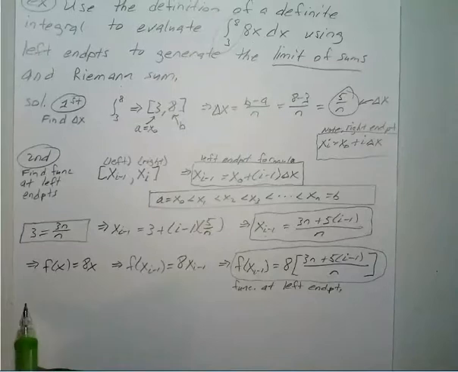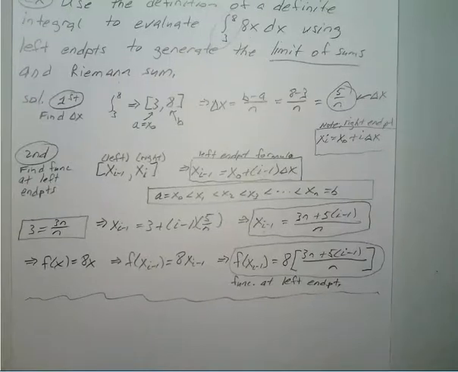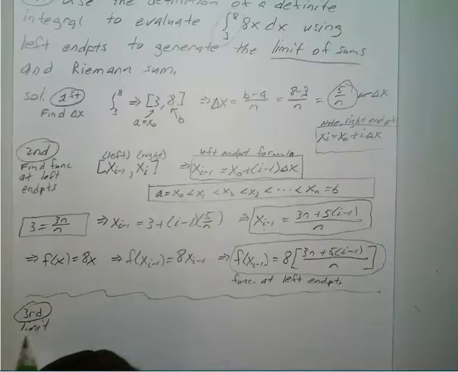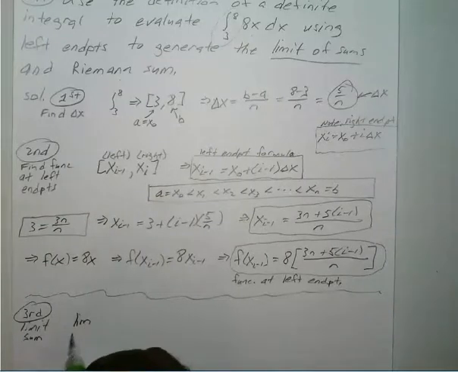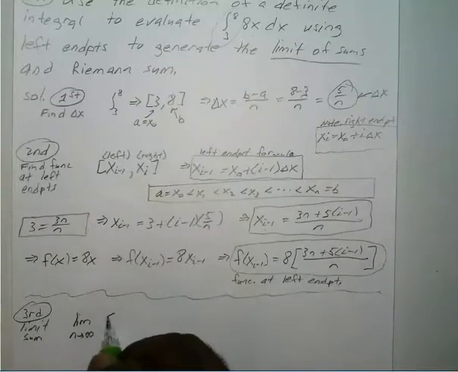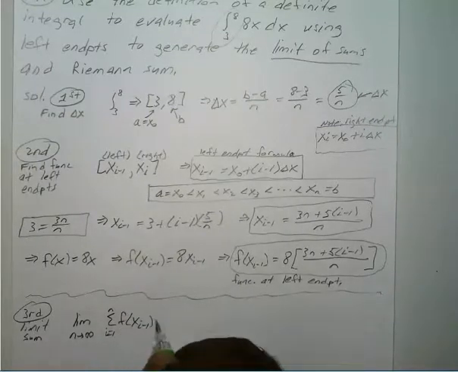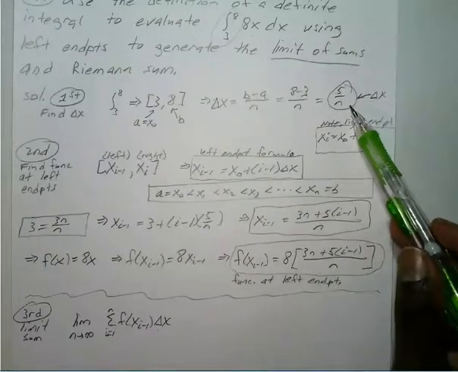All right, so now we move on to our third step, which will show us our limit sum or limit definition. Okay, so your third step, which shows the limit sum, we have the limit as n approaches infinity of the sum from I equals 1 to n of f of x sub I minus 1 delta x. Alright, so we know our f of x sub I minus 1, and we know our delta x right up there.